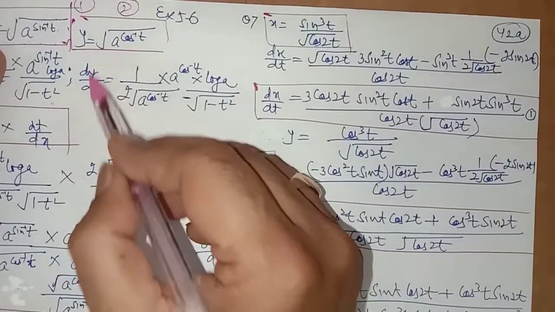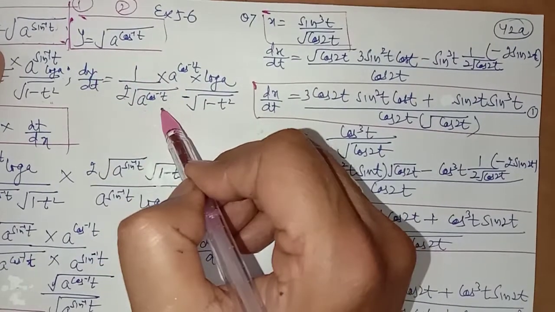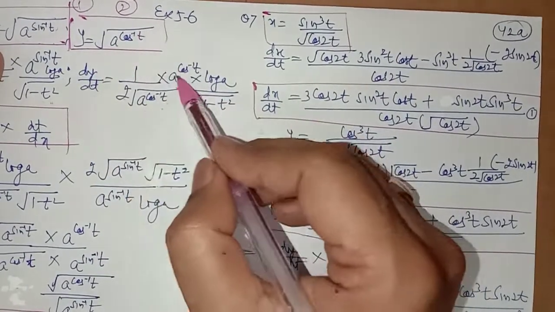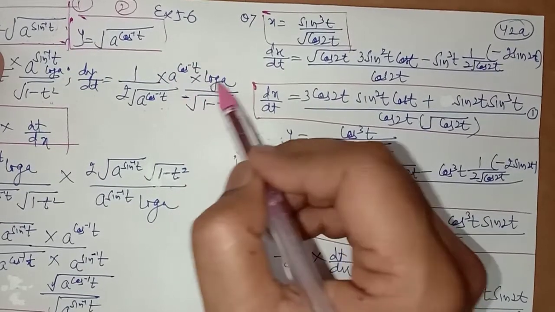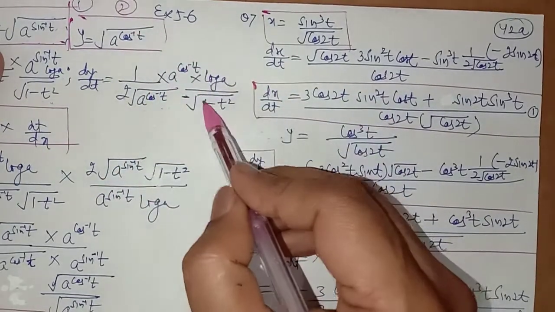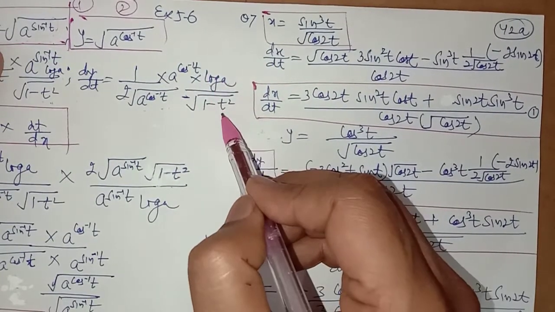Similarly here, dy upon dt will be there. The derivative of under root is 1 upon 2 root x. Derivative of a raised to power cos inverse t is a raised to power x log a, multiply by the derivative of cos inverse t, which is equal to 1 upon minus under root 1 minus t square.